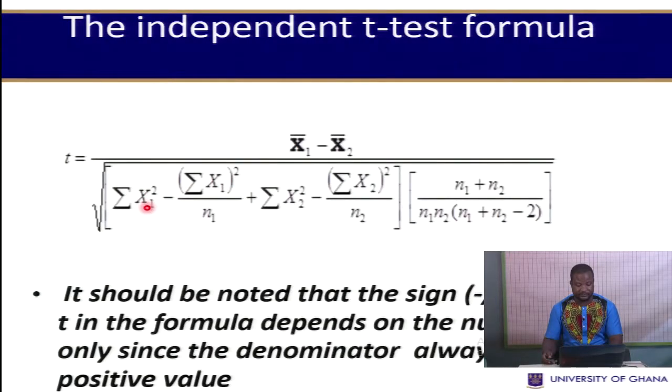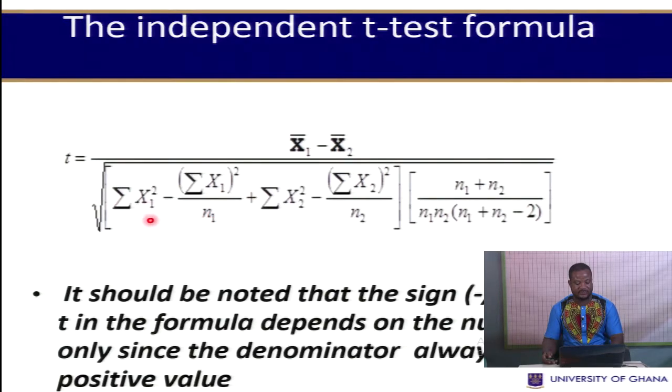And then down there, that's the denominator, we have the sigma of the x squared of the first sample minus the sigma of the first sample squared divided by the sample size of the first one. And then we do the same thing to the second sample. We find the sigma of the x squared of the second sample, and then we find the sum of the second sample, and then we square it, and then we divide it by the sample size of the second sample. So that is what we have here.